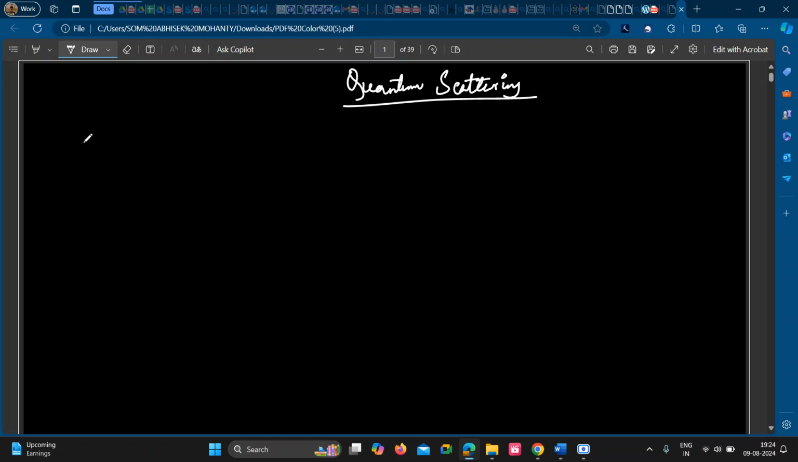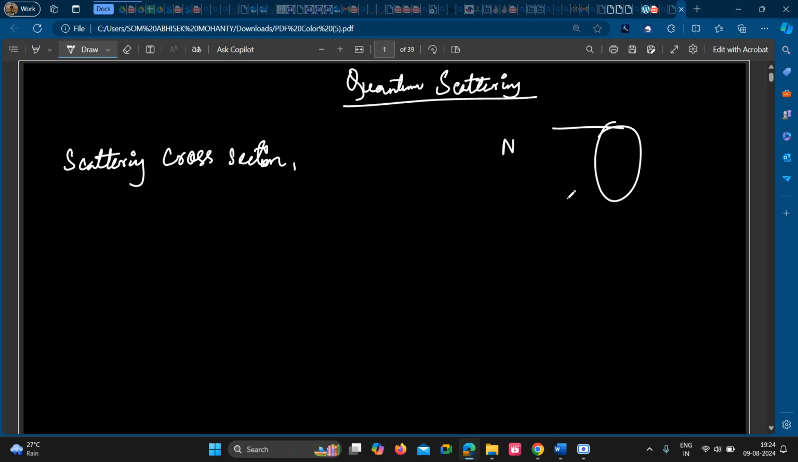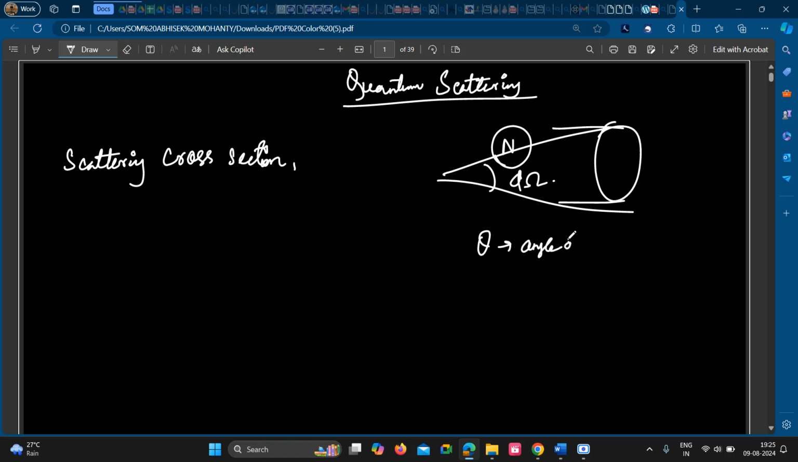First of all, the scattering cross section. First thing: let N be the number of incident particles crossing unit normal area. Suppose this is a normal area, so N number of particles are crossing through it. And there is a solid angle d omega in this direction, and theta is the angle of scattering.